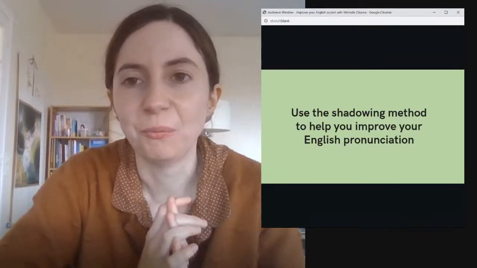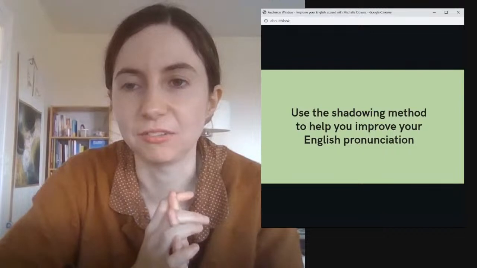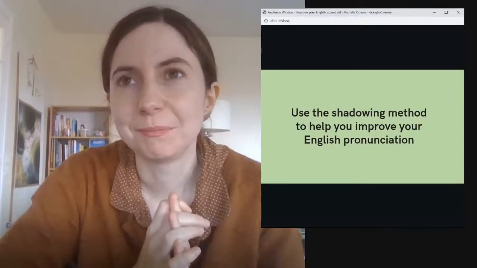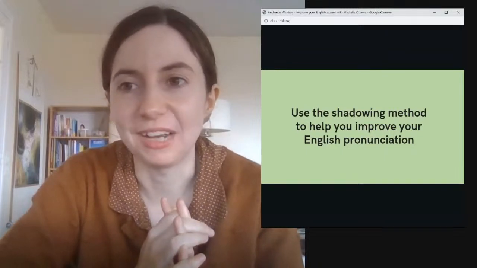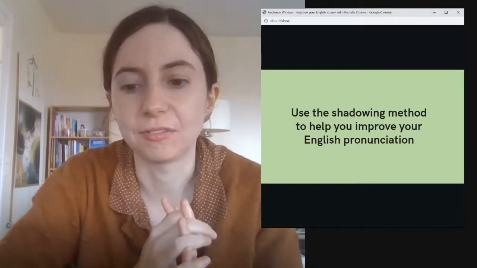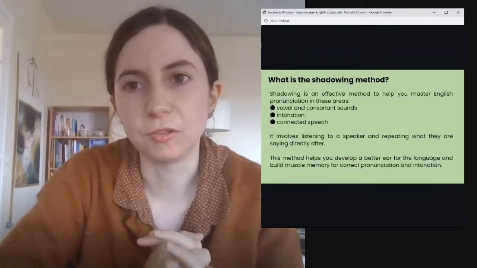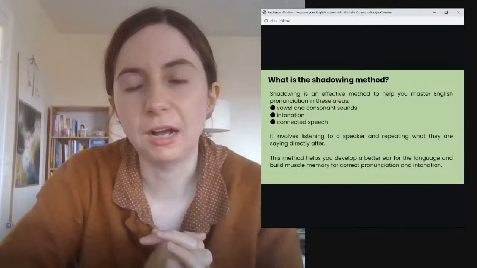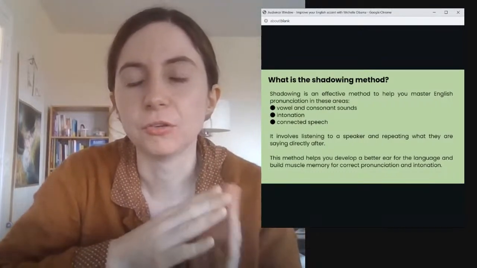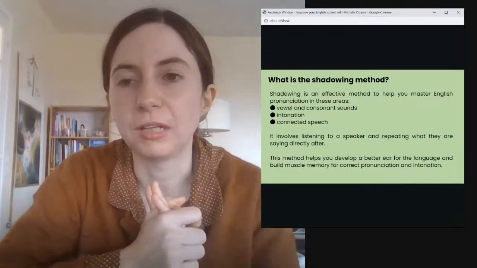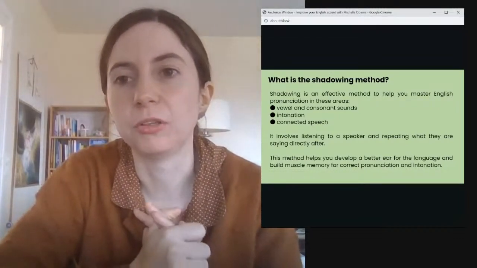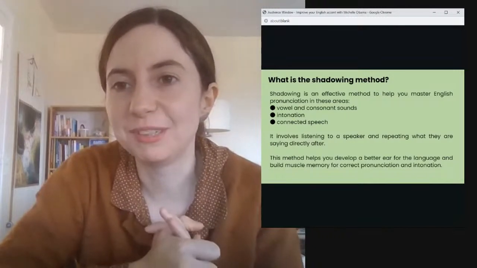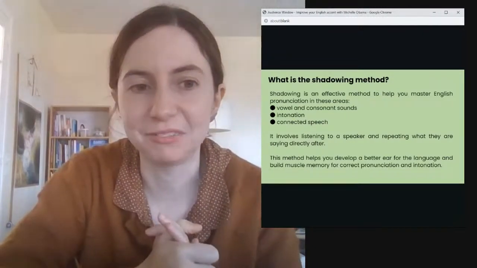So, what is this? Well, if you know what a shadow is, the dark shadow that you cast when there is light, when you're out in the sun, that is basically what you're doing when you're using this method: you are behind someone else when they're speaking. You're going to be shadowing or imitating or following them when they are speaking. So we're going to be following, shadowing, imitating Michelle Obama in one of her speeches.